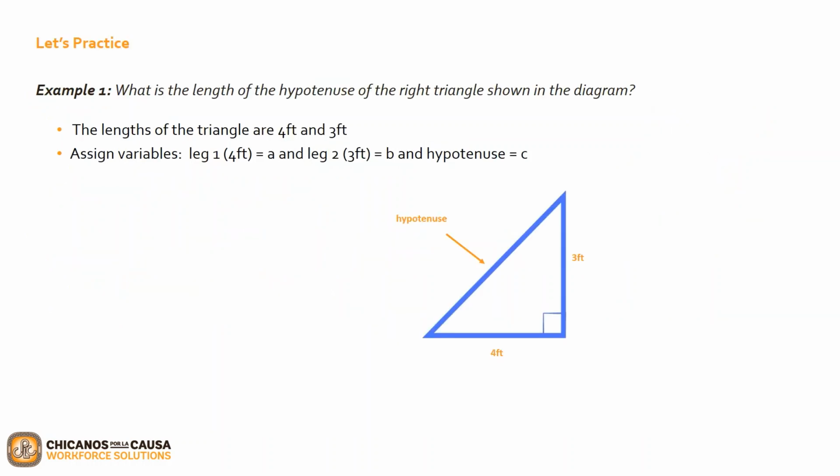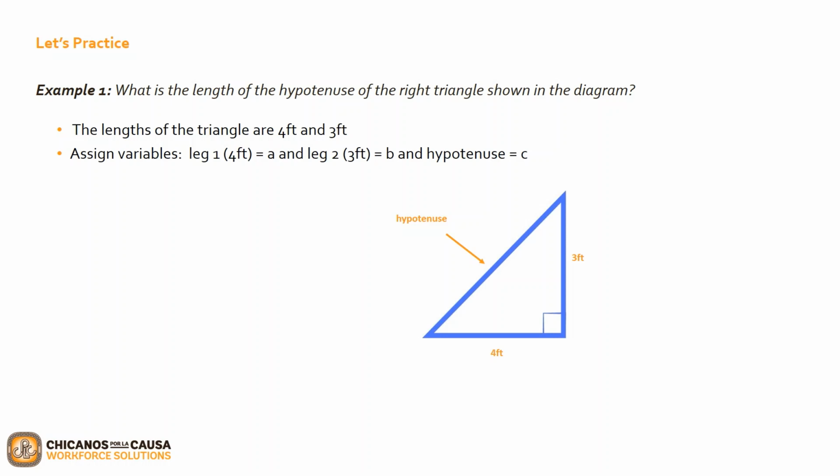Let's go ahead and practice. For example 1, what is the length of the hypotenuse of the right triangle shown in the diagram? So we have a right triangle with legs both different in size. One is 3 feet and the other one is 4 feet. Now the goal here is for us to find the hypotenuse.